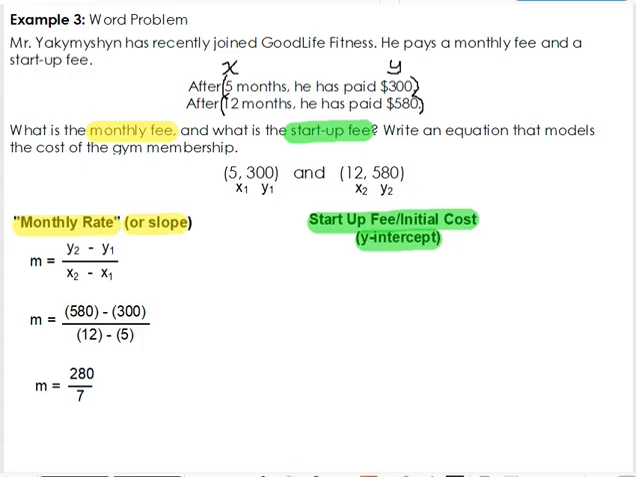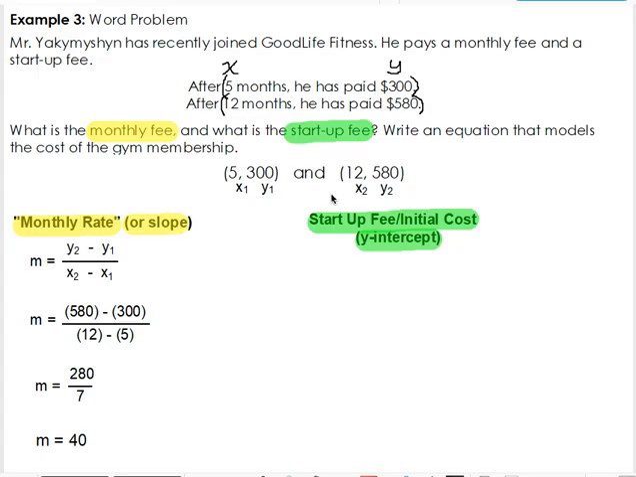So 580 take away 300 is 280, and 12 take away 5 is 7. Let me double check that. 580 minus 300 is 280. 12 minus 5 is 7. And then we'll divide this. So 280 divided by 7 equals 40. So the monthly fee that I pay is $40 a month. That is the rate of change. So you could even say $40 per month.